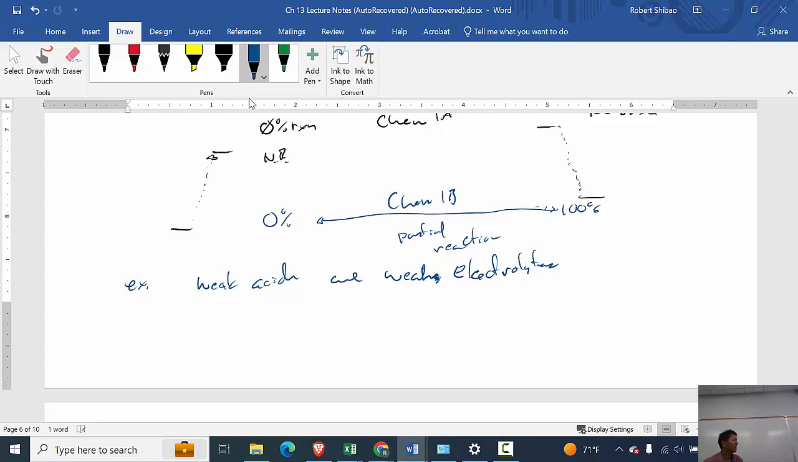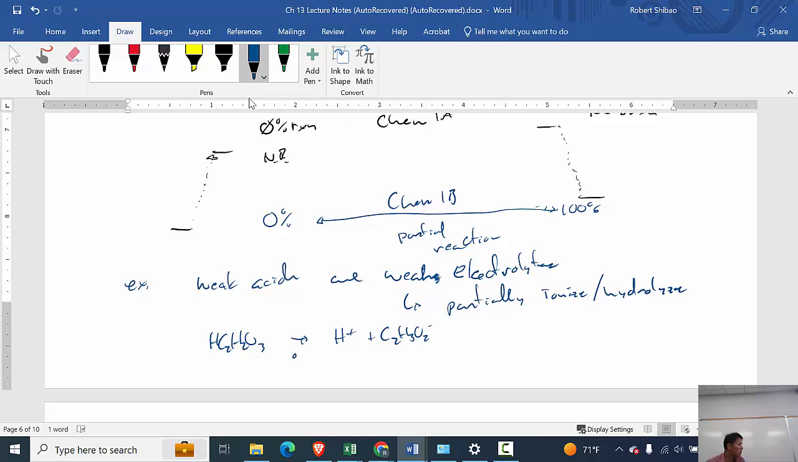Weak acids are weak electrolytes. Weak electrolytes partially ionize / hydrolyze. So let's take an example of weak acid, acetic acid. And acetic acid is going to partially ionize or hydrolyze into the ion.